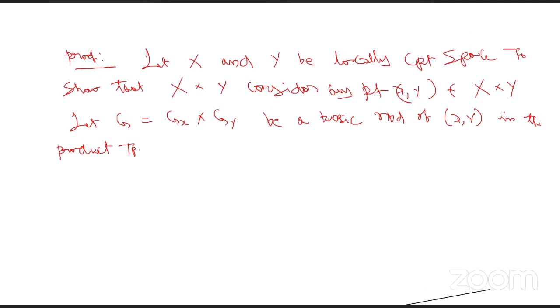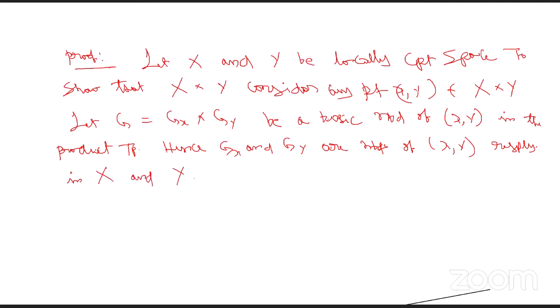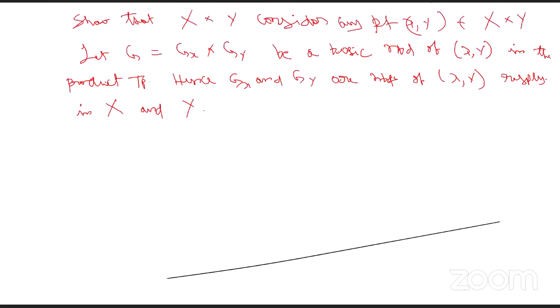Hence G_X and G_Y are neighborhoods of x and y respectively, in capital X and Y. NBDs means neighborhoods of x and y respectively in capital X and Y.